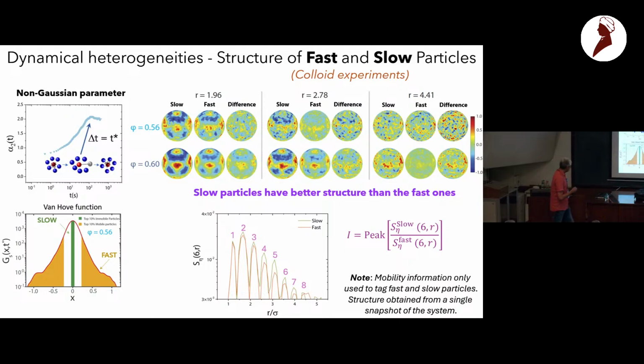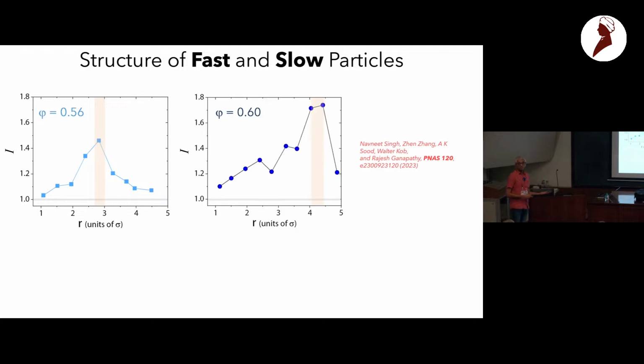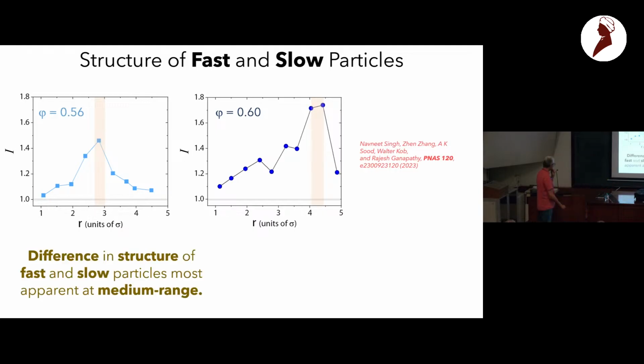So what we can do is, we can label all these peaks trivially, and we can find the ratios of these peaks, okay? And that's what I'm plotting for you, the intensity of these peaks. And what you see is that, of course, the ratio is not 1 at even the smallest r, so there is some difference between the fast and slow, but the difference is maximal at intermediate distances, and it grows as you cool the system, all right? So as you go from 0.56 to 0.60, this extends to 4 sigma, right?